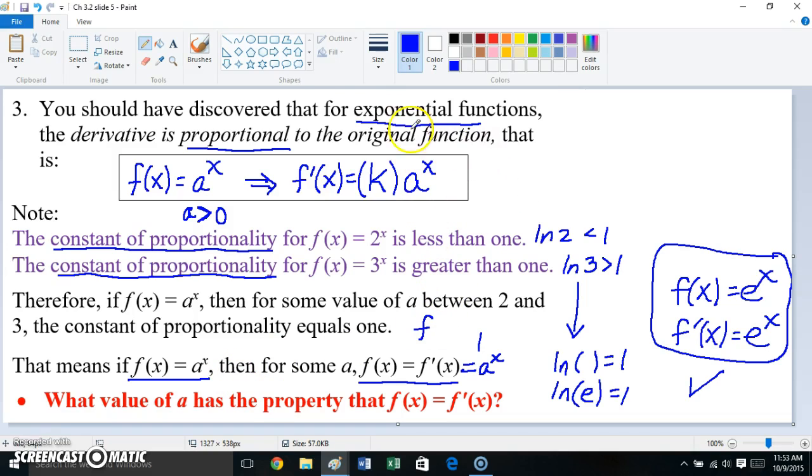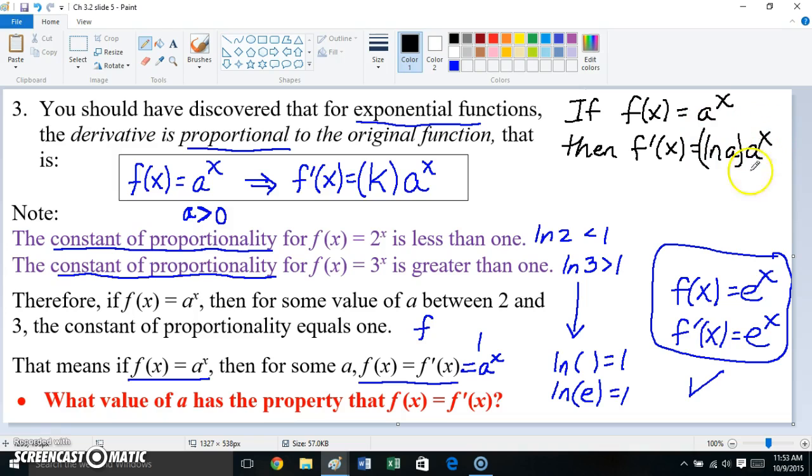Just generalizing finally for derivatives of exponential functions: if f of x equals a to the x, then the derivative of f of x is the natural log of a times a to the x. The special case is e to the x, where its derivative is itself.